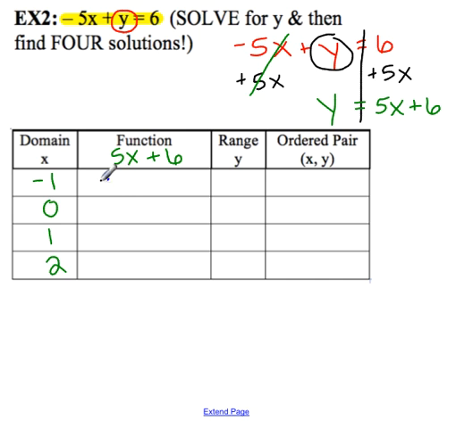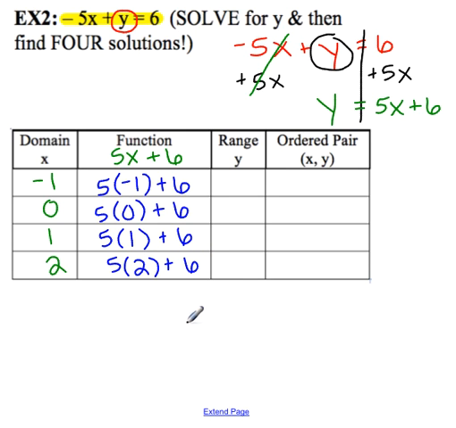I'm ready to plug in. Instead of an x value, I put a -1. Instead of my x value, I put a 0. Instead of an x value, I put a 1. Same thing, I'm going to put a 2. Now I can start to solve. 5 times -1 is -5. Plus 6, positive 1. 5 times 0 is 0. Plus 6. 5 times 1 is 5. Plus 6. 5 times 2 is 10. Plus 6.